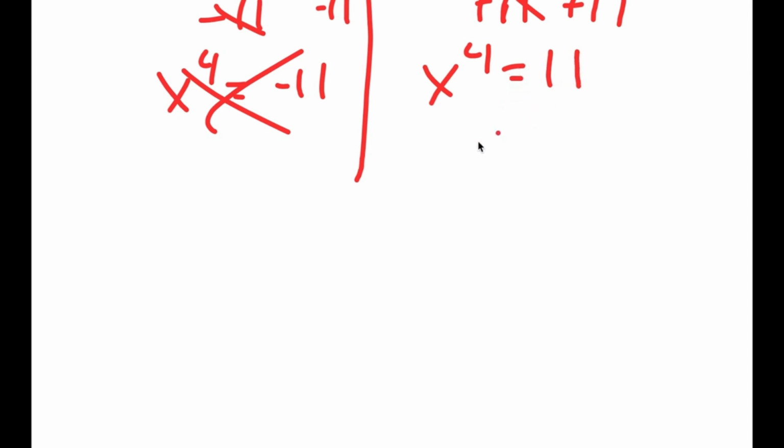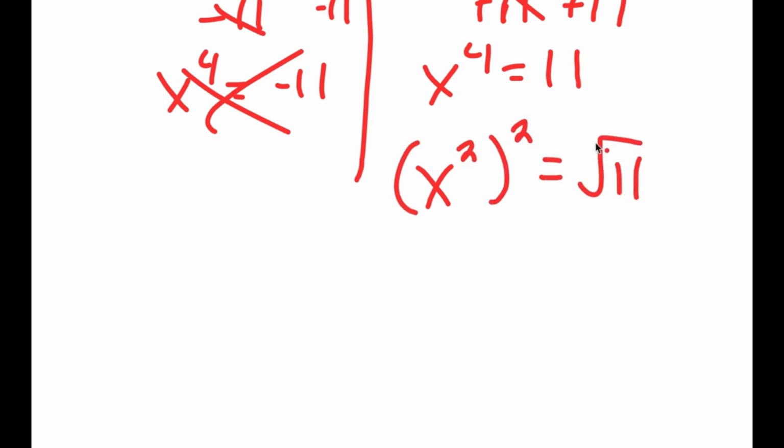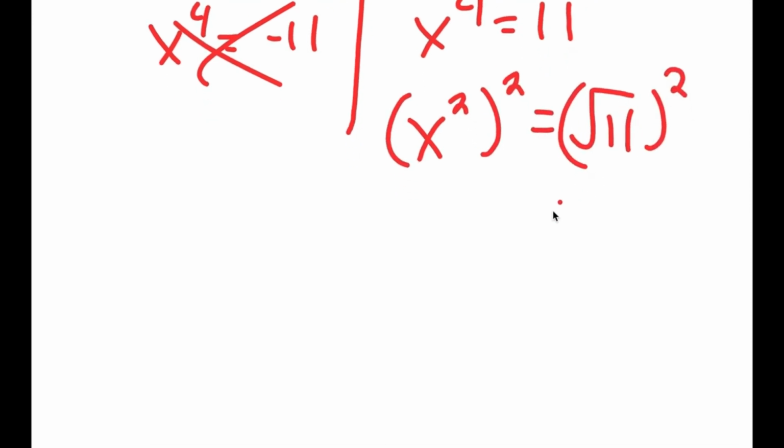For this, I can rewrite this as x squared to the power of 2 is equal to the square root of 11 squared. And now I'm going to subtract the square root of 11 squared on both sides.